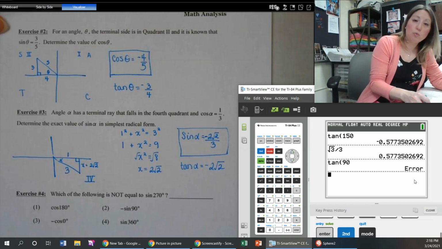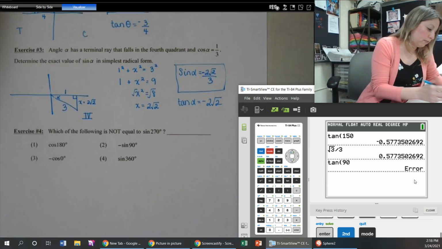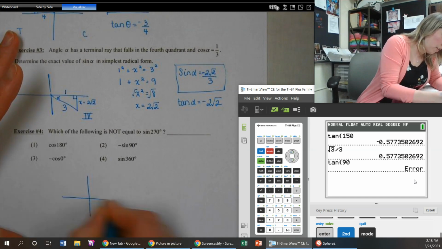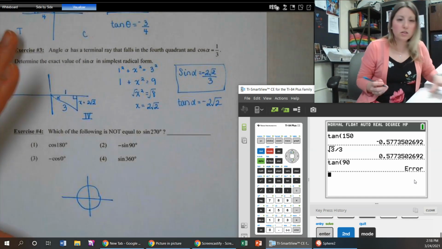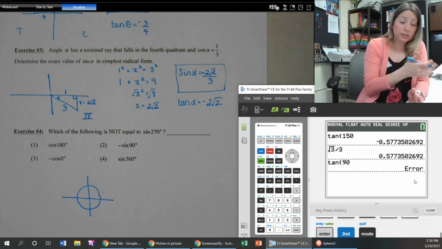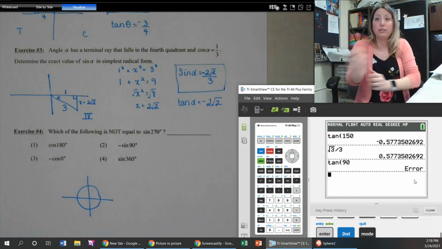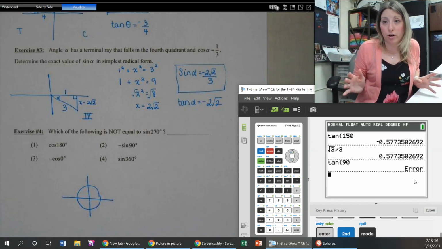All right, so which of the following is not equal to sine of 270? So let me just draw this real quick. I do a lot of sketching when I do trig, and that's a really good idea. So notice with everything, I've kind of drawn a picture. That's what I do every time I'm solving trig questions.